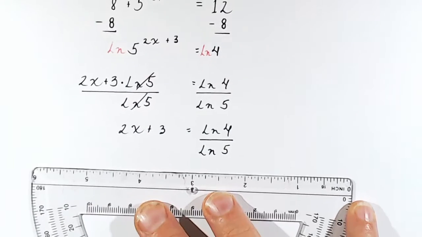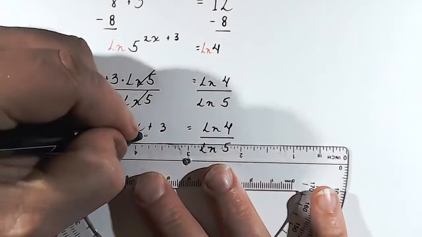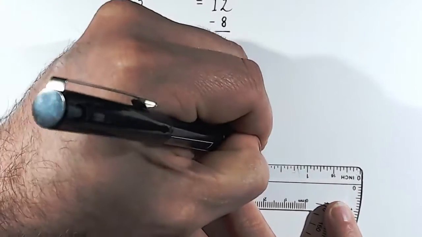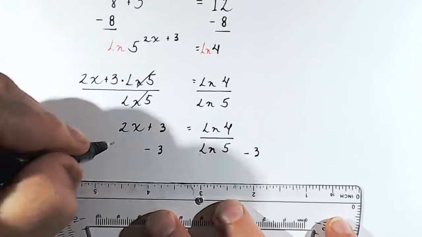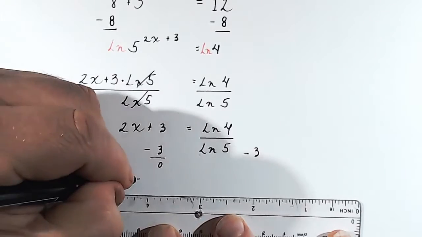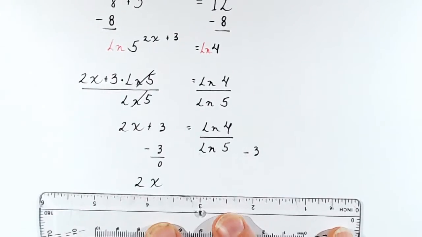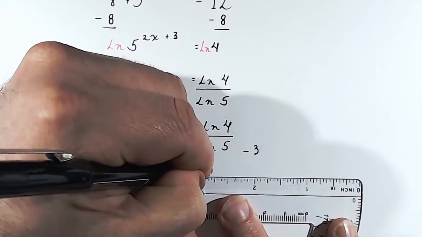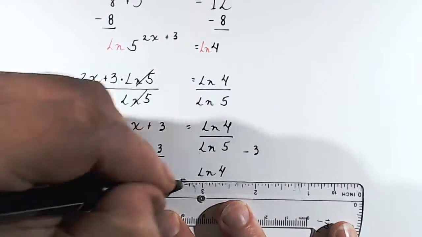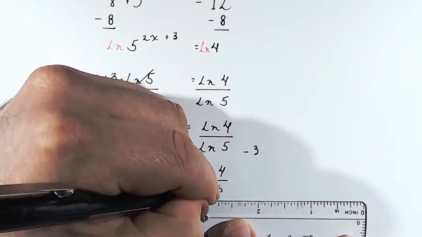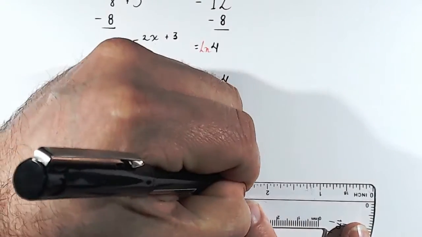Okay, so we just continue working with this problem. Let's subtract 3 from both sides. On the left, those 3's go to 0. And now we have 2x equals the natural log of 4 over the natural log of 5 minus 3.